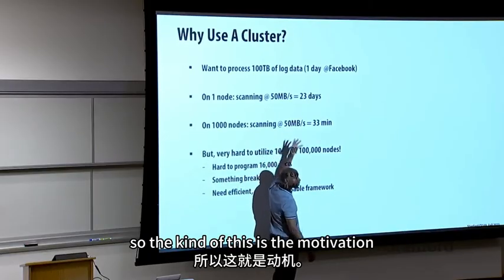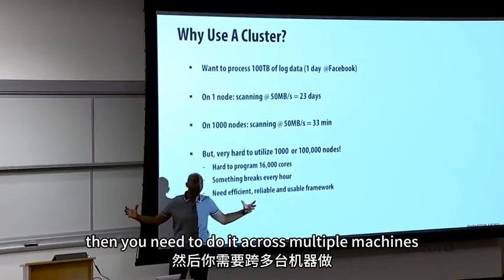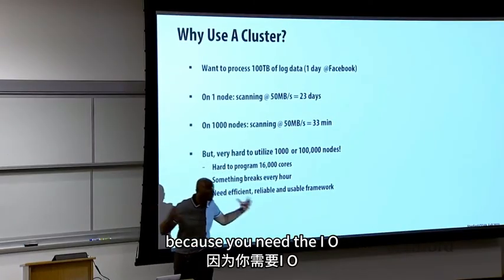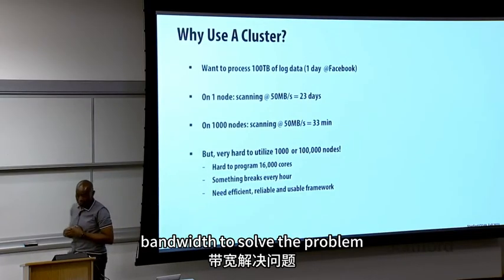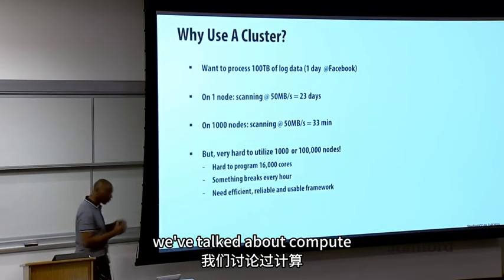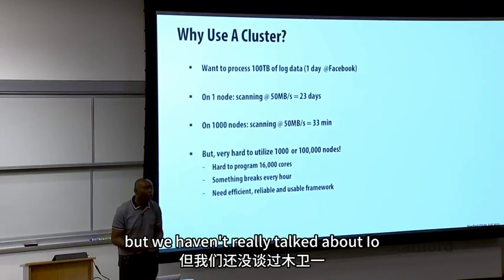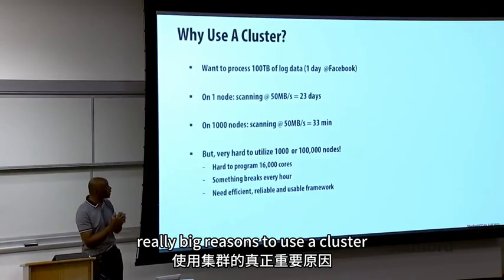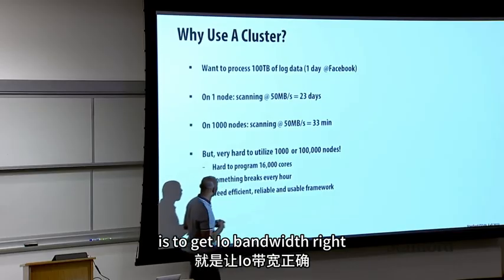So this is the motivation. If you want to process hundreds of terabytes of data, then you need to do it across multiple machines because you need the I/O bandwidth to solve the problem. It's just something we haven't really talked about up to this point. We've talked about compute, we've talked about memory, but we haven't really talked about I/O. And so one of the really big reasons to use a cluster is to get I/O bandwidth.